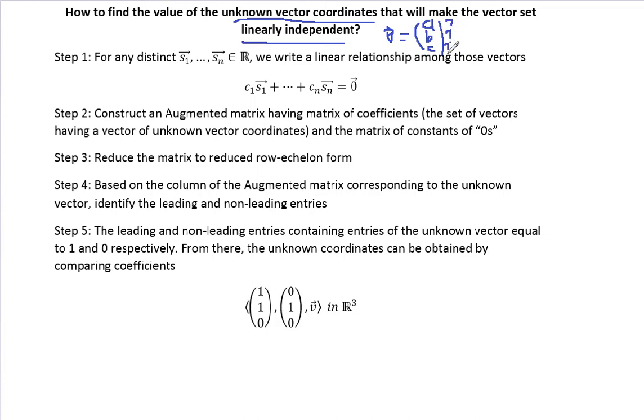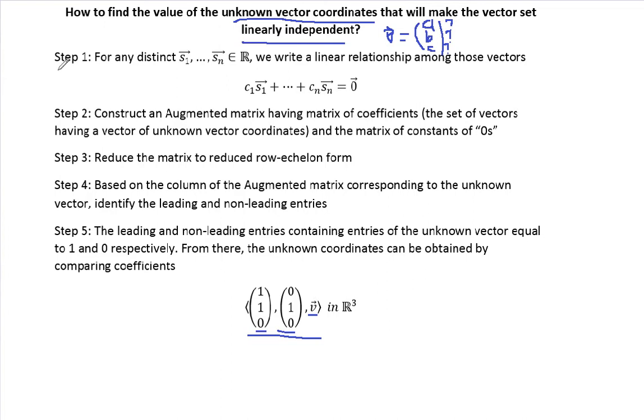So how do we do this? Like we have this vector set of 3 vectors here. We already know these 2 vectors, and now we are given this unknown. How do we find the coordinates so that they are linearly independent?